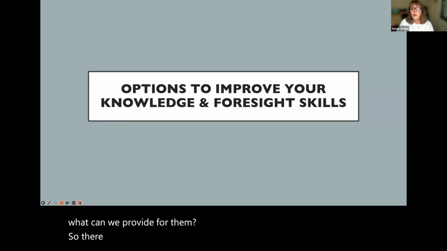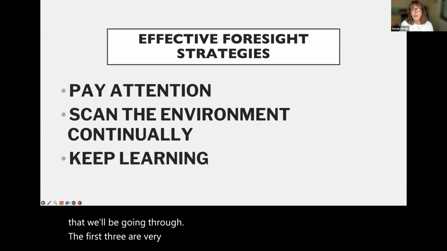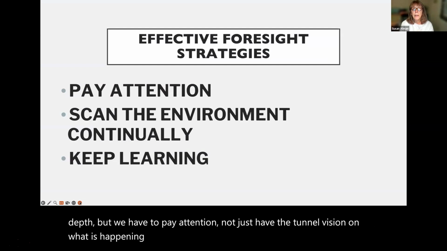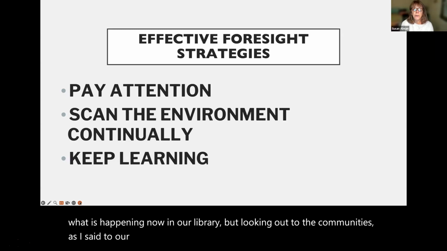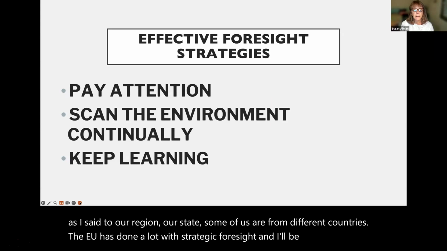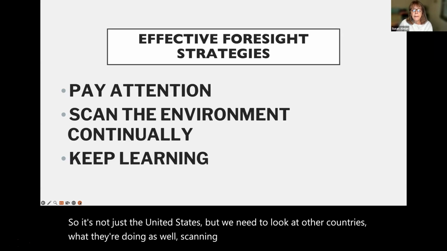So there are some options to improve your knowledge and foresight skills that we'll be going through. The first three are very simple. I'm going to go into them in a little bit more depth, but we have to pay attention, not just have the tunnel vision on what is happening now in our library, but looking out to the communities, as I said, to our region, our state. Some of us are from different countries. The EU has done a lot with strategic foresight, and I'll be giving you some links in a little bit. So it's not just the United States, but we need to look at other countries, what they're doing as well. Scanning the environment and keep learning.